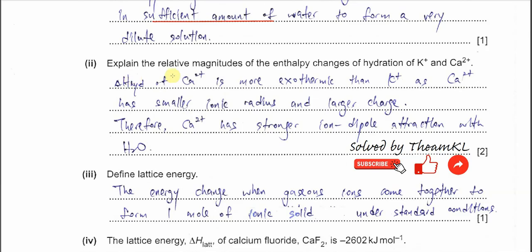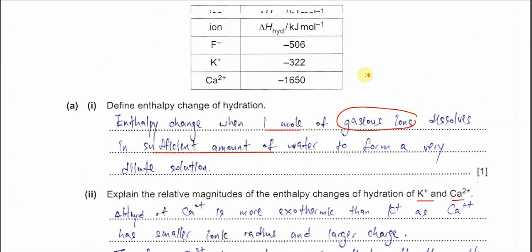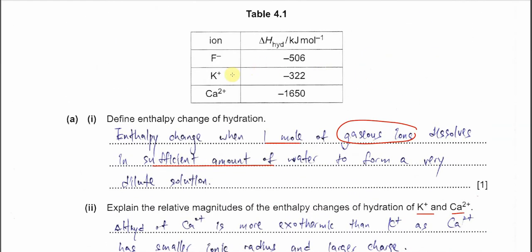Part 2. Explain the relative magnitudes of the enthalpy change of hydration of the potassium and calcium ions. Potassium and calcium, actually they are neighbors next to each other. This one is group 1, this is group 2. So why are the hydration enthalpies so different? It's because of the size and the charge. The size of the calcium ion is relatively smaller compared to potassium, and it has a 2 positive charge.